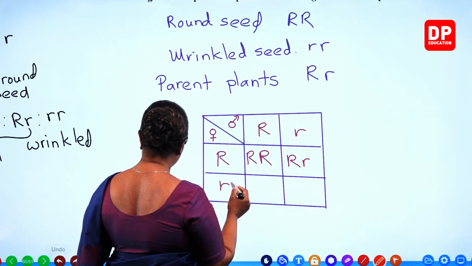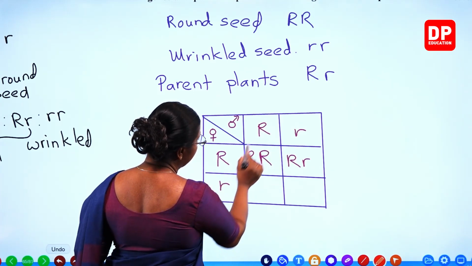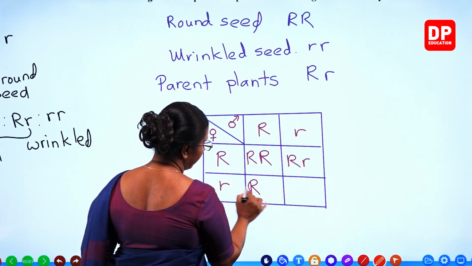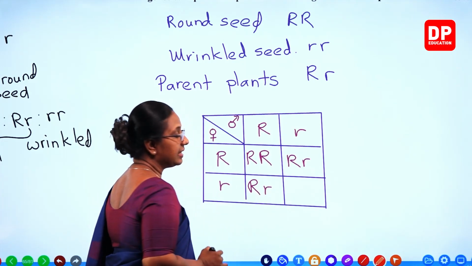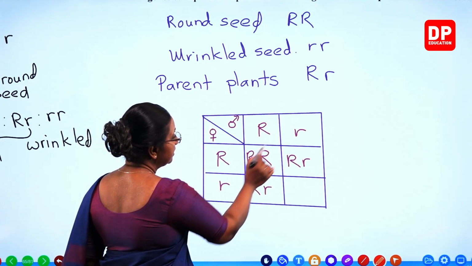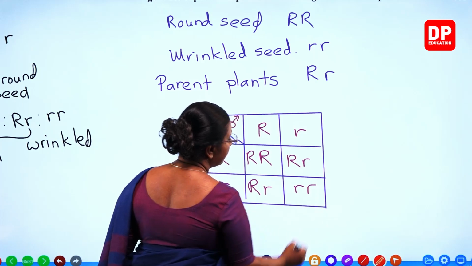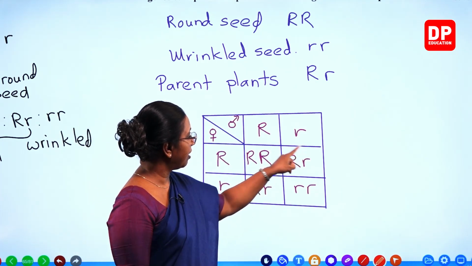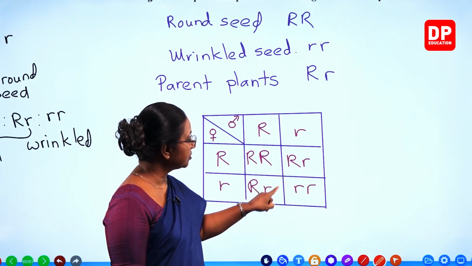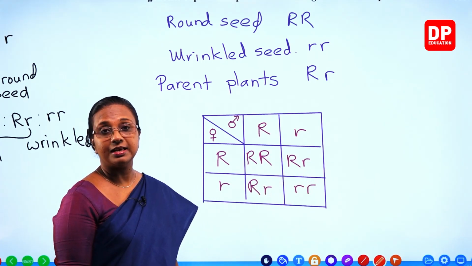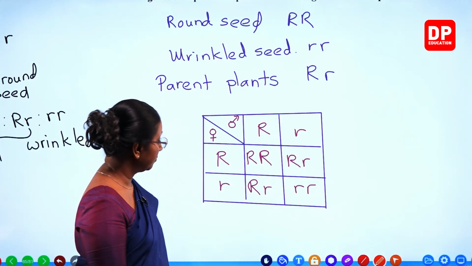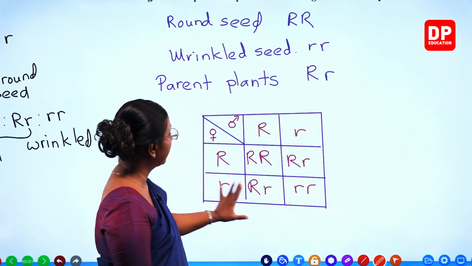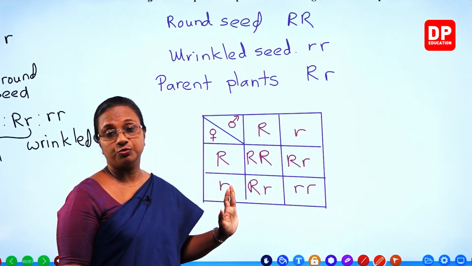Then here we have capital R, simple R, but when you write the capital R first and then simple R. Then these two, simple R, simple R. So, these three plants will be round seeded plants, and this is going to be the wrinkle seed plant. Is that okay, student? So, this is the Punnett square that you need to show.